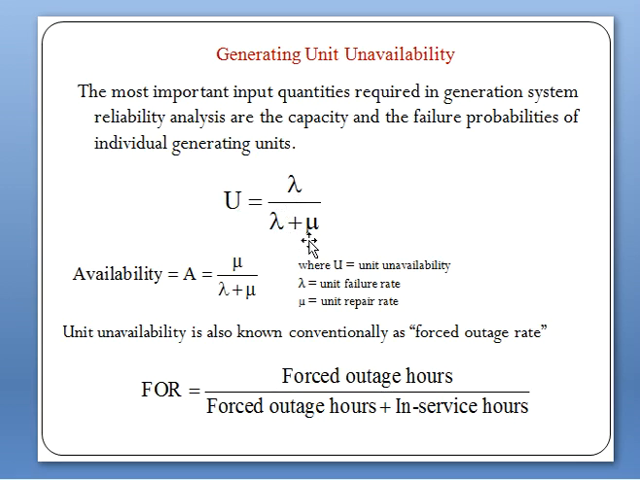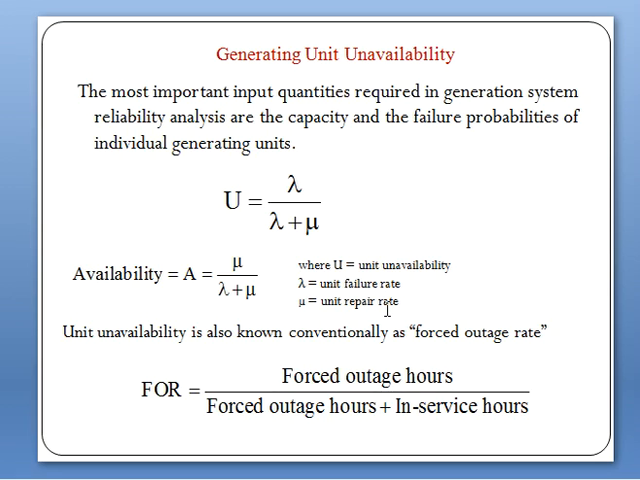The basic generating unit parameter used in static capacity evaluation is the probability of finding the unit on forced outage at some distant time in the future. This probability is defined in engine system as the unit unavailability. It is also known as the unit forced outage rate, called the FOR: forced outage hours divided by forced outage hours plus in-service hours. Here U is the unit unavailability, lambda is the unit failure rate, and mu is the unit repair rate.